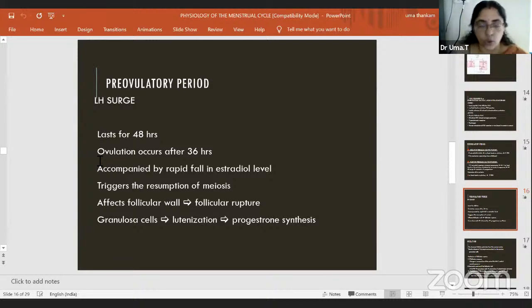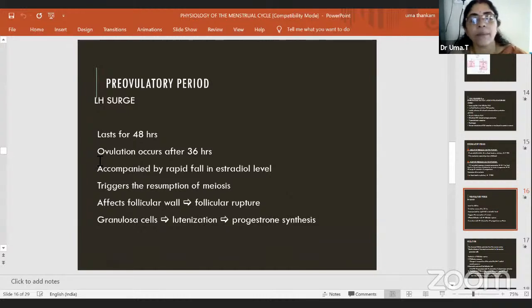So you should know the essential idea. This is important when you have to think about contraception also. When a couple desires pregnancy also, it is important to know the physiology here.